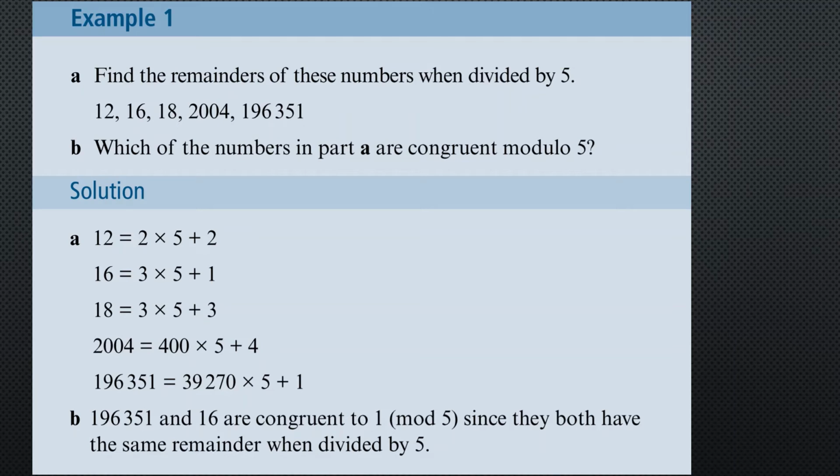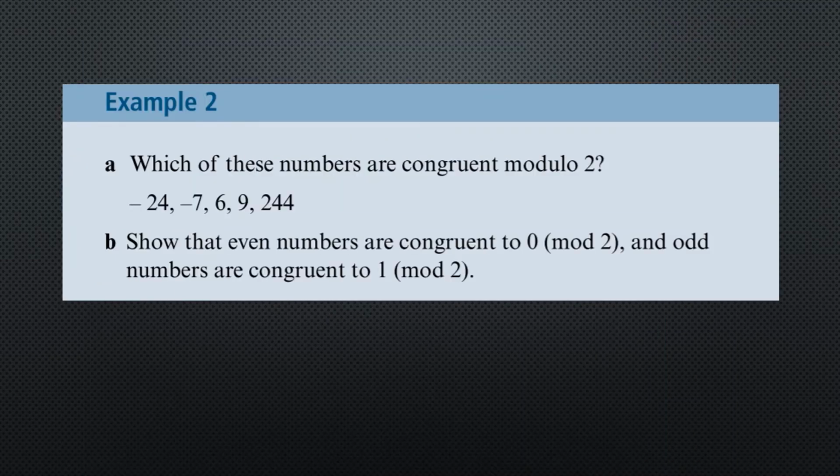If we have a look at the above results, 196,351 and 16 both have the same remainder of 1. So they are congruent to each other mod 5. Which of these numbers are congruent modulo 2? Show that even numbers are congruent to 0 mod 2 and odd numbers are congruent to 1 mod 2.